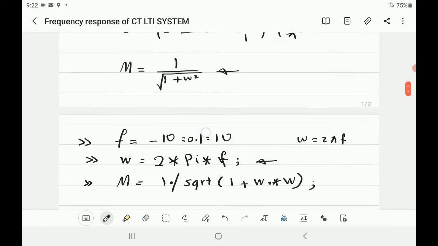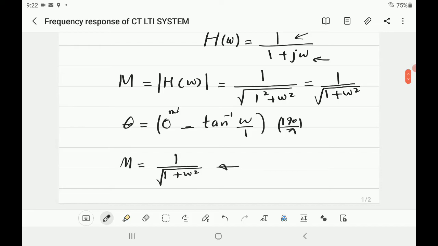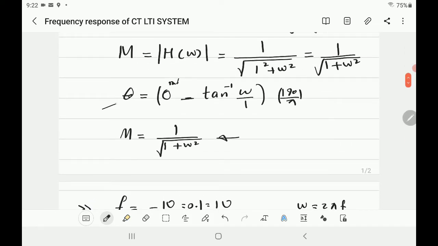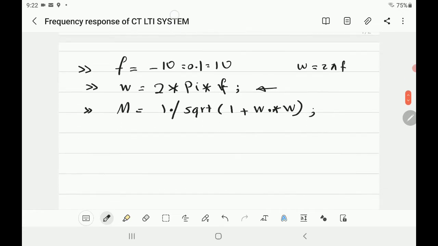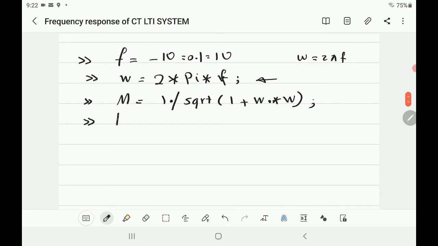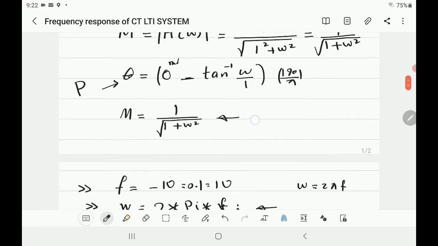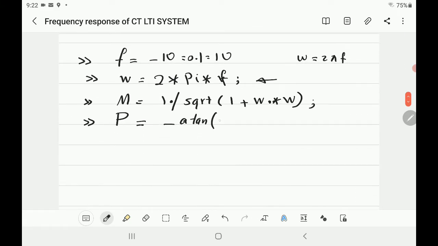But let's also look at the effect on the phase. Let's call the phase in the MATLAB program P. So I will write the formula for the phase. P is equal to minus atan of omega over 1, or just omega.